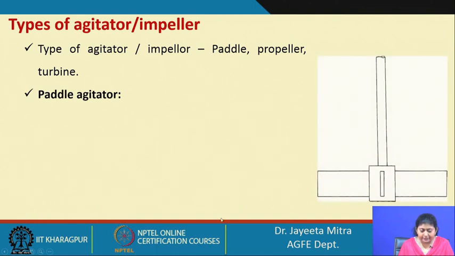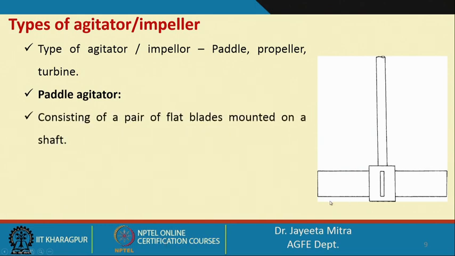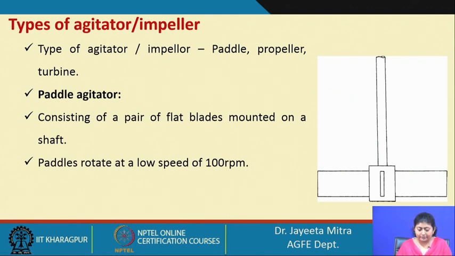Now, the paddle agitator looks like this, where the central shaft is there and the paddles are there, and these have no curved portion. These are simple, straight blade agitators. This consists of a pair of flat blades mounted on a shaft. These paddles rotate at a low speed of 100 rpm. Okay. So, a pair of flat blades is called the paddle, and these rotate at a low speed, that is 100 rpm.